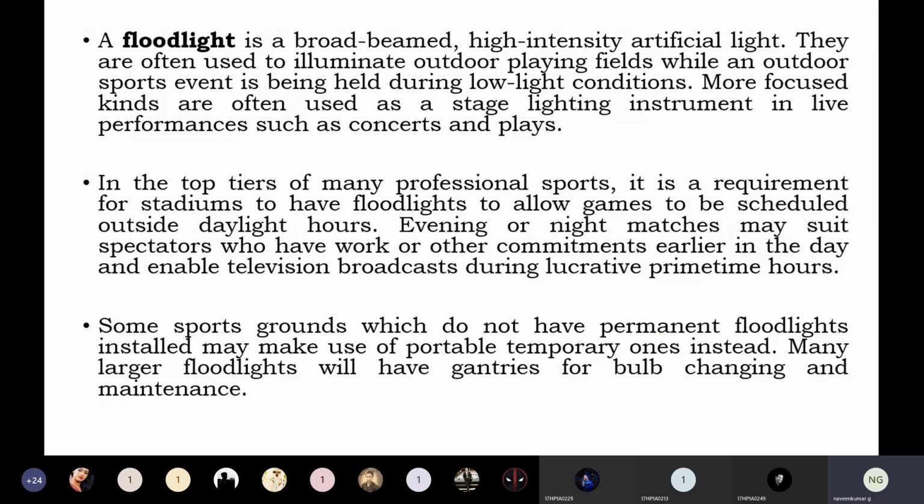More focused kinds are often used as stage lighting instruments in live performances, such as concerts, plays, etc. In the top tiers of many professional sports, we require floodlights to allow games to be scheduled outside daylight hours. Evening or night matches may suit spectators who have work or other commitments earlier in the day. So floodlighting has taken a prominent role in day-to-day life. Some sports grounds do not have permanent floodlights installed; they make use of portable temporary ones instead. Many large floodlights with gantries for bulb changing and maintenance are also used.